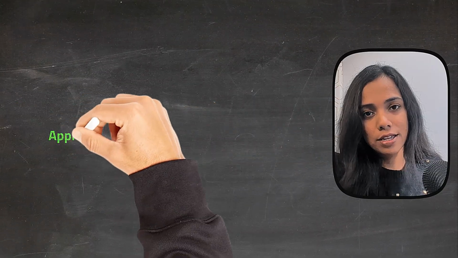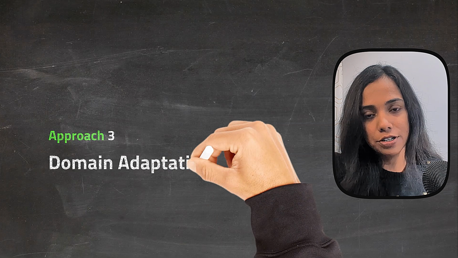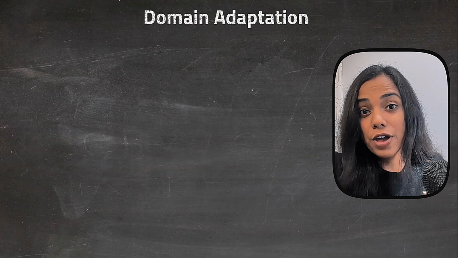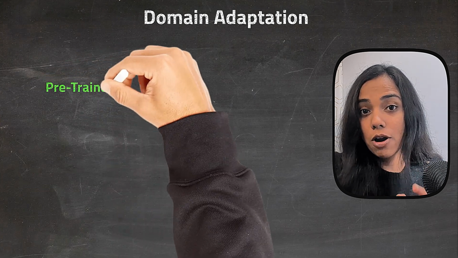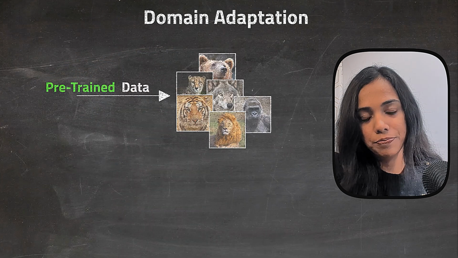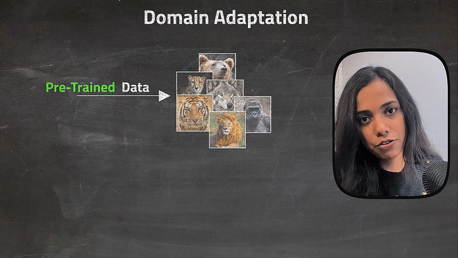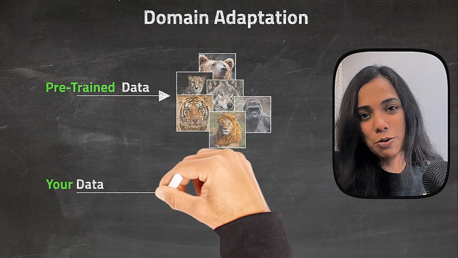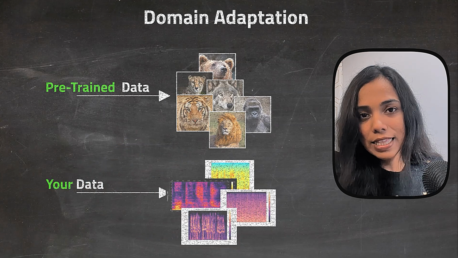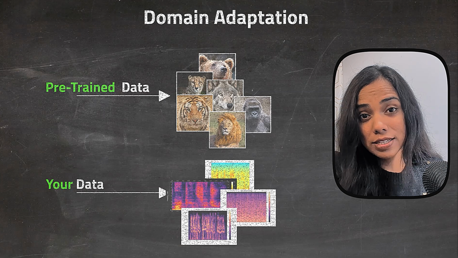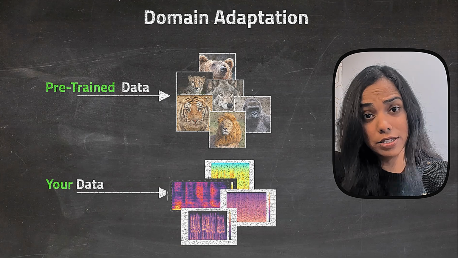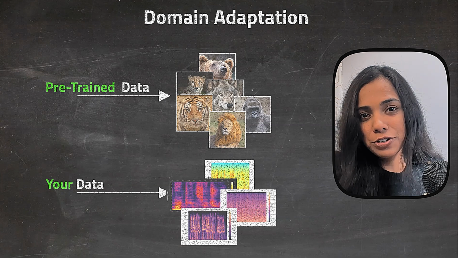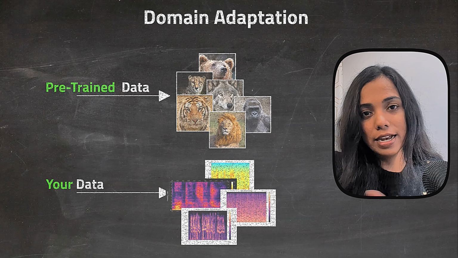The third approach is called domain adaptation, which is more complex and something you use when your data is very different from the data that the model has pre-trained itself on. For example, the model was trained on natural images, and your data consists of spectroscopy images. In this case, you could add tricks like extra regularization or specialized layers to bridge the difference between the source and the target data.